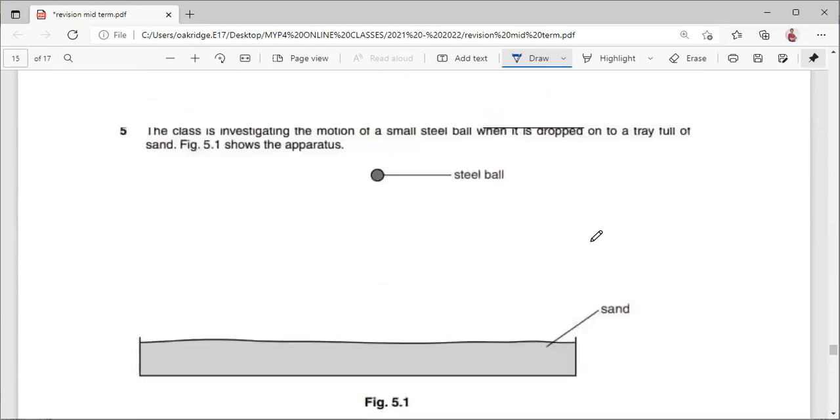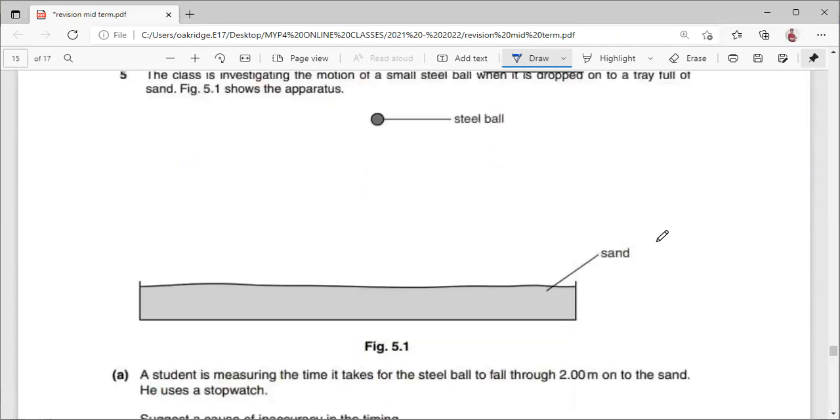Then the class is investigating the motion of a steel ball when it is dropped onto a tray full of sand. The figure shows the apparatus. Now what did you do? You have a tray full of sand, you have a steel ball, you drop it. I'm not reading the further question, I'm just looking at the diagram itself. When it falls over here, what can happen? Because of the sand, it can now produce something like this, a small hole over here. And then it can stop here. So this is what is my observation.